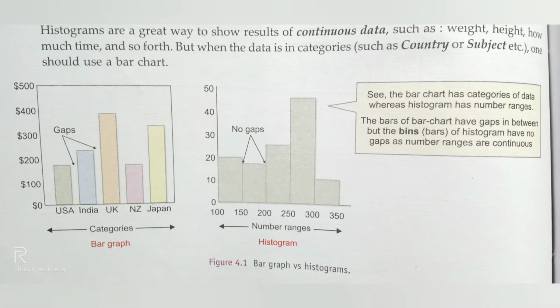Here in this figure, you can see the difference between a bar chart and a histogram. The bar chart has categories of data, whereas a histogram has number ranges. And the bars of a bar chart have gaps in between, but the bins or the bars of a histogram have no gaps as the number ranges are continuous.